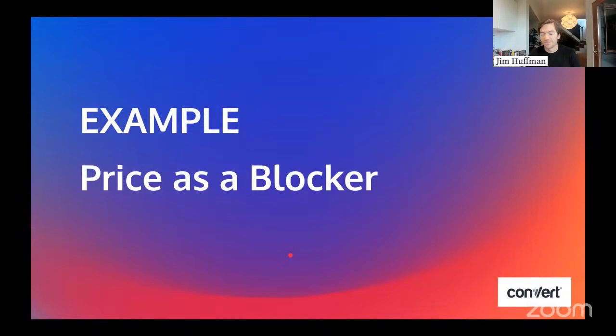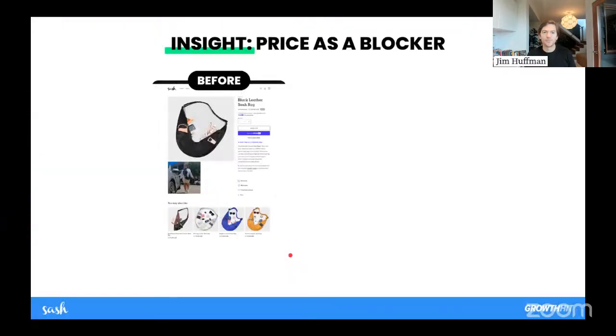Okay, yeah, so let's start with price as a blocker. Maybe you're like, okay, we have price. People think we're too expensive. I have a few examples I want to hit on with that. So we're gonna go to the purse or bag industry. We'll call it fashion. So this is a black leather sash bag from the company Sash Bag, and this is the product page. This is the before shot, and I bet everyone on this call has some good ideas on how to improve this. But let's stop before we throw spaghetti at the wall to optimize it.